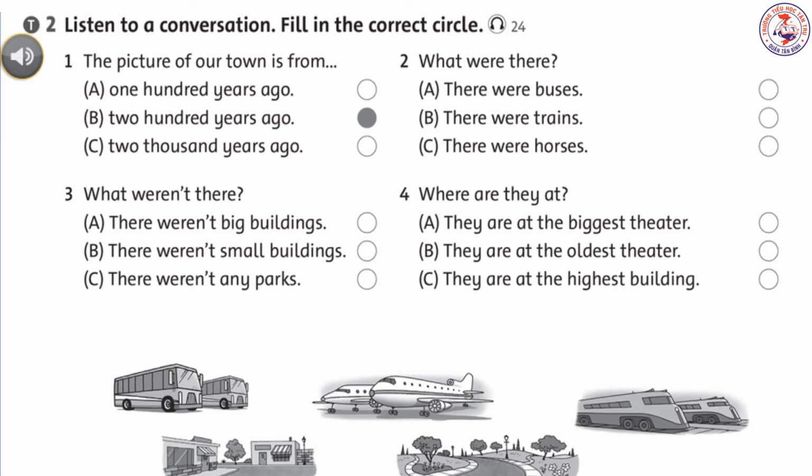So there weren't any buses or trains. Were there any cars? No, there weren't. There were horses. Horses? It sounds fun. 2. What were there? A. There were buses. B. There were trains. C. There were horses.